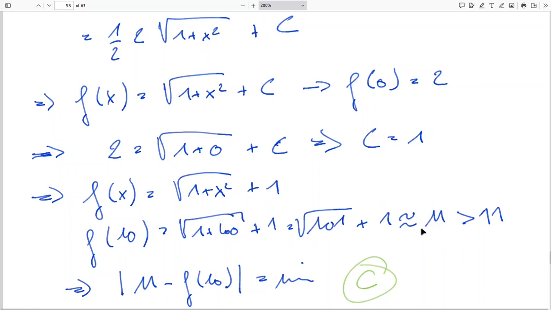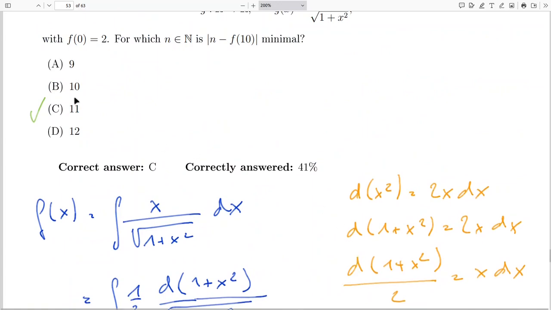That is almost 11. Not quite, it's a bit more. So this is bigger than 11, but not by much. So this is the closest you can get to 11. So 11 minus f of 10 will be the minimum, and so 11 is the number n we were looking for.